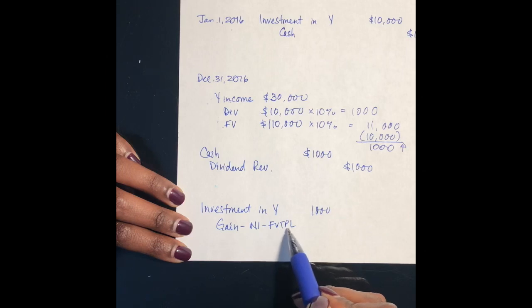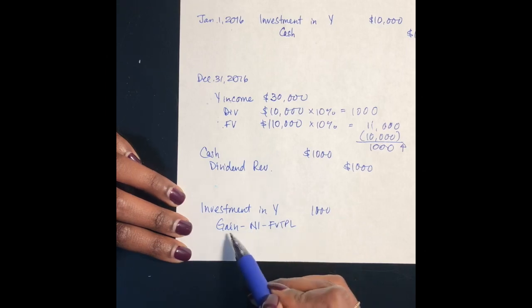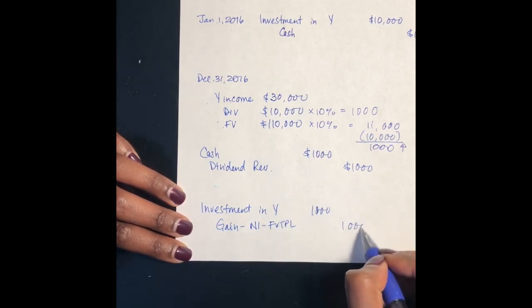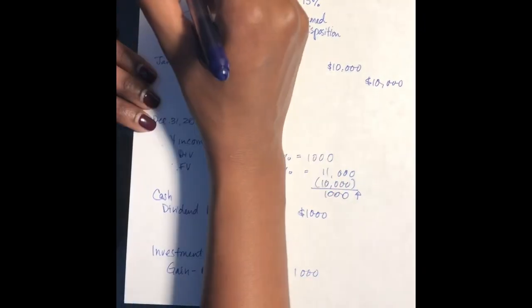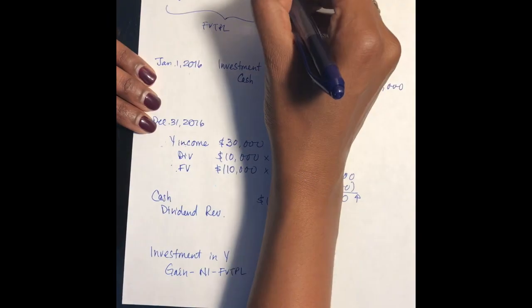But basically it's fair value through profit and loss. So it's going to go through income, and that gain is the $1,000. That's the credit side of your entry. Okay. So you did the entry here. Now you did the entry here.